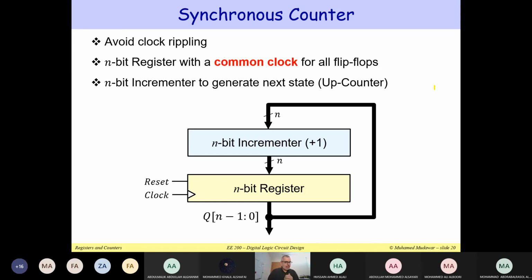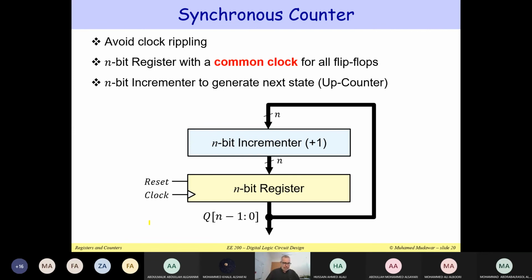Let me talk about the synchronous counter. Now, the synchronous counter will avoid the clock rippling. The major drawback of the ripple counter is the rippling effect. We don't really want to delay the output Q when we go from one bit to the next bit. As we go to the most significant bit, this is going to increase the delay. So we don't really want to have this.